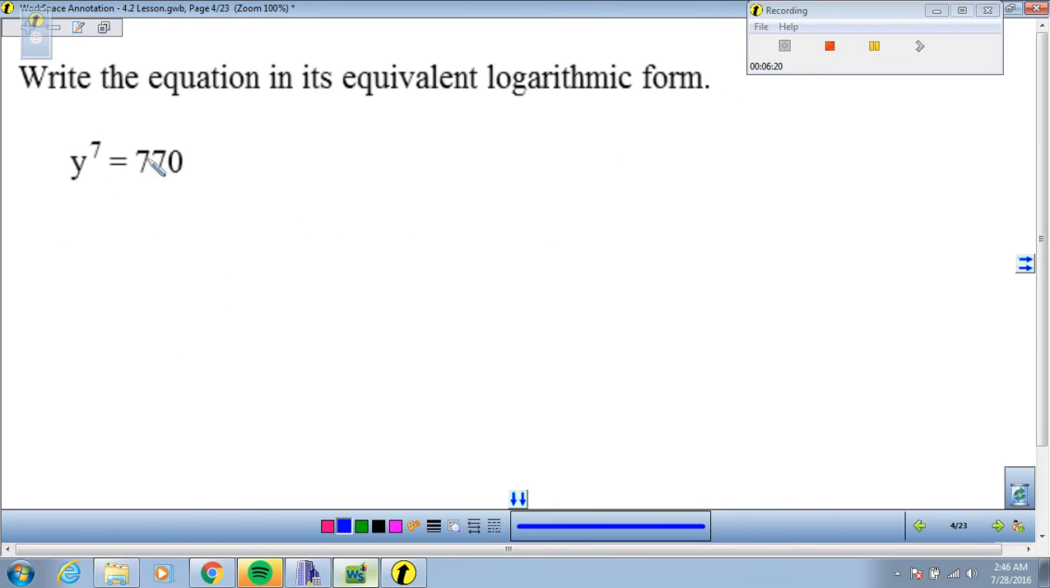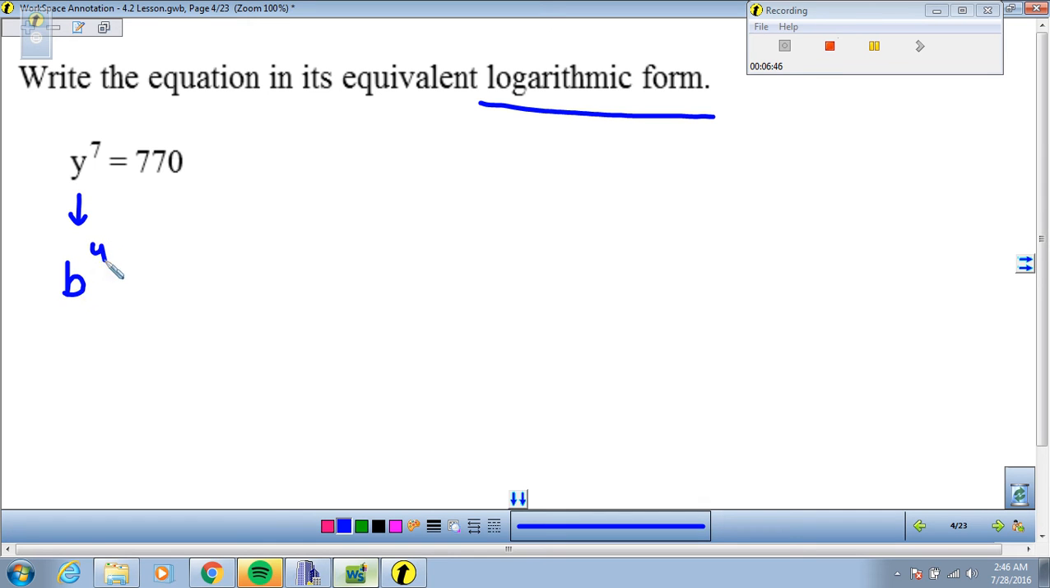So let's look over here at the next one. Write an equation in its equivalent logarithmic form. Okay, so now this doesn't have a logarithm, so it's not in logarithmic form. So we have to write it in that form now. This is an exponential form. So first I would try to find how this looks like an exponential.